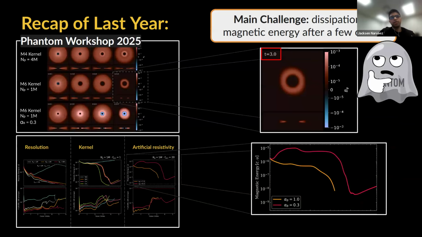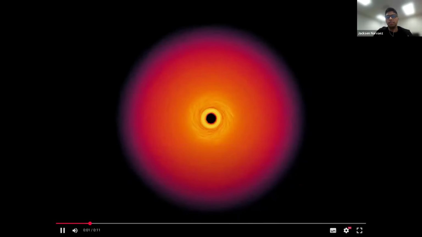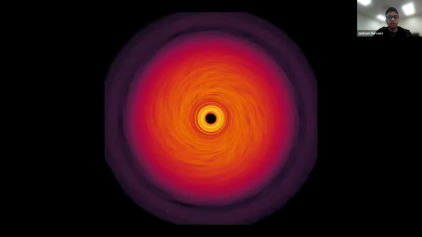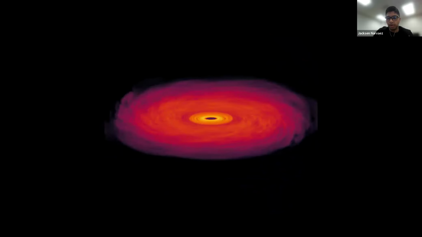So the previous year, when I presented the initial stages of my project in the Phantom Workshop 2025, the main problem that we had was the dissipation of magnetic energy. As you can see here, after just like 3 outer orbits, most of the magnetic fields were dissipated from the disk. So now, after 1 year of work, I'm finally happy to tell you that we could reproduce magnetic turbulence and sustain the magnetic fields for several orbits. So how do we get to this point?